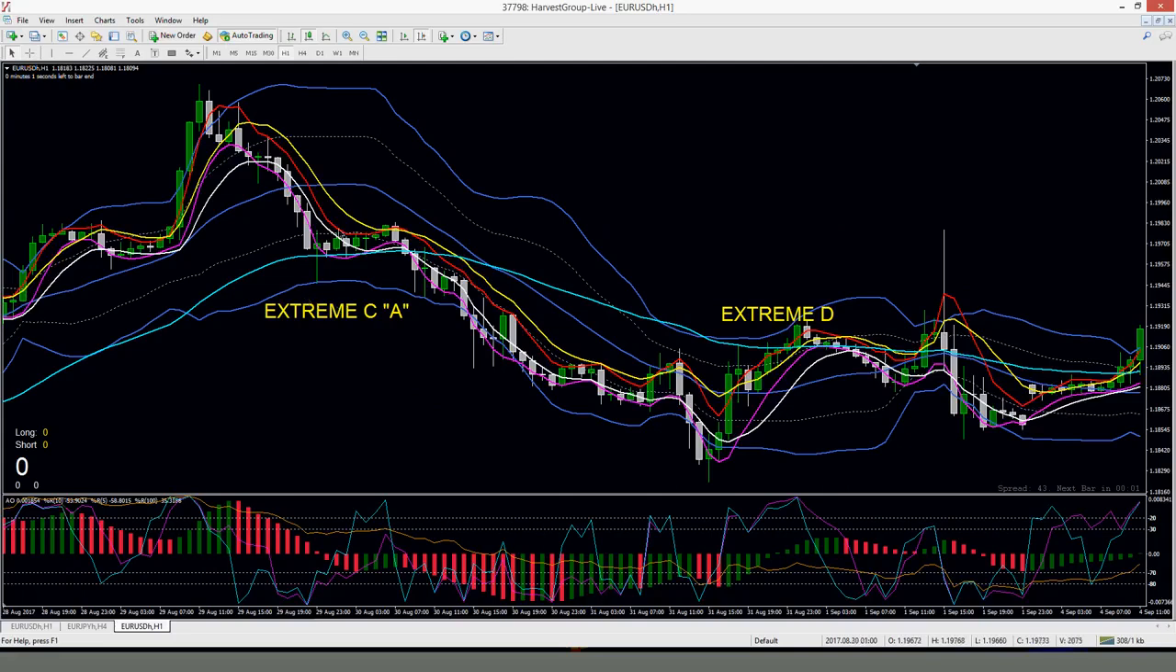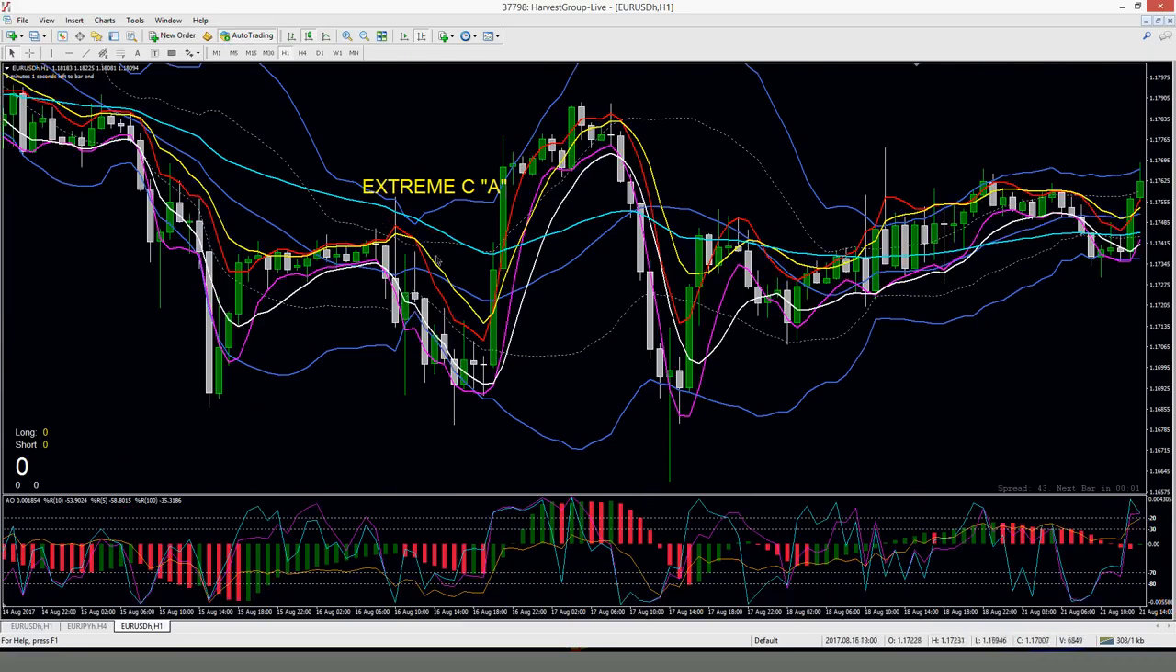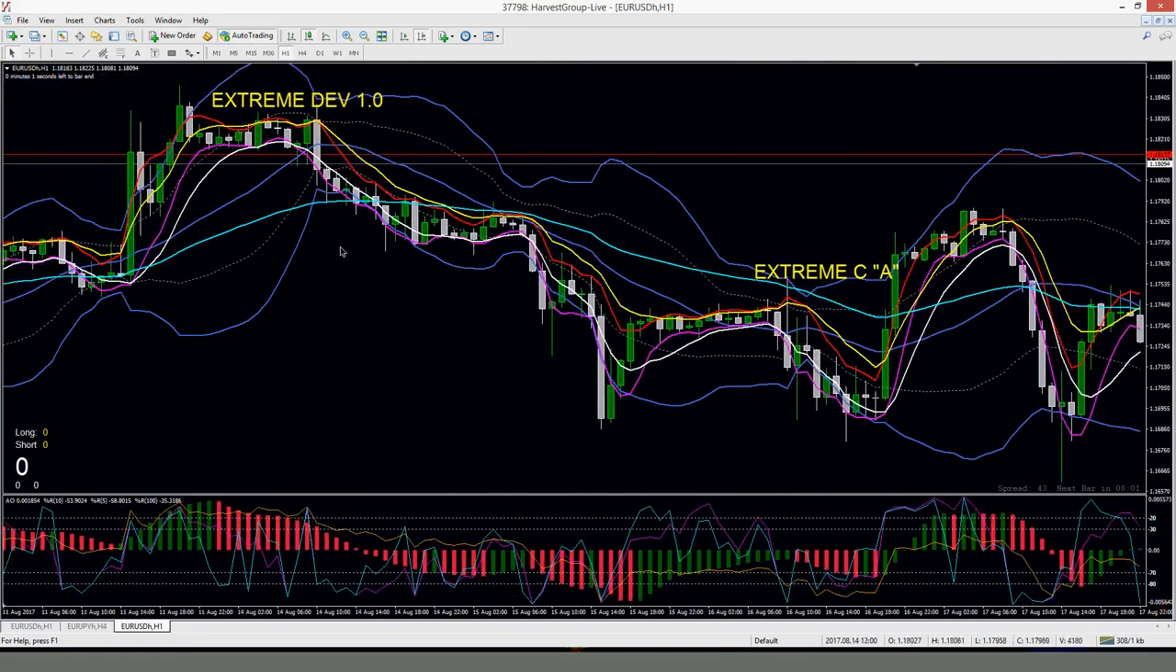Extreme CA is obviously when the candle rejects MA50 at top or low BB. There's another example over here, extreme CA. And obviously the last one is extreme deviation 1. Extreme deviation 1 works whenever the Bollinger band is sideways. So when the candle rejects deviation 1, then that's an extreme deviation 1.